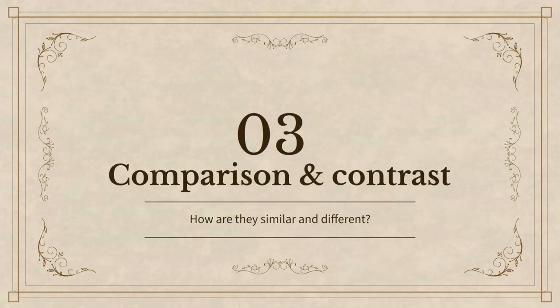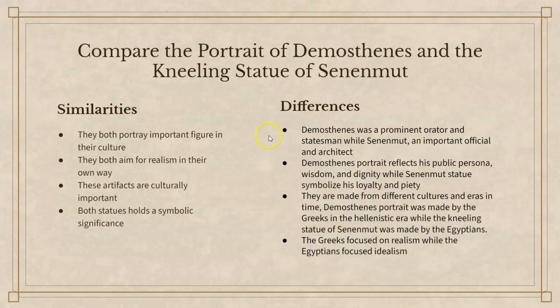Number 3. Compare and contrast. How are they similar and different? Some similarities between the two include purpose and function. The portrait of Demosthenes serves as a commemoration of Demosthenes, representing him as an intellectual figure and a civic leader. It portrays a famous individual in classical Greek art, aimed to preserve their memory and achievements.